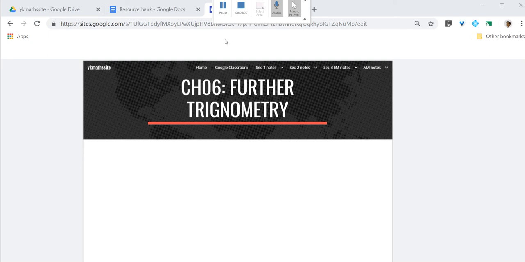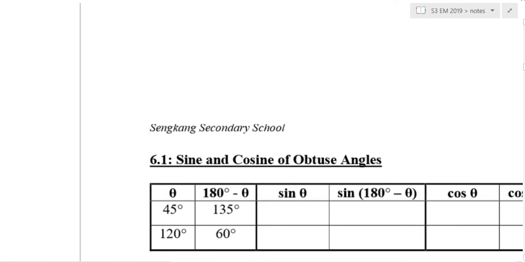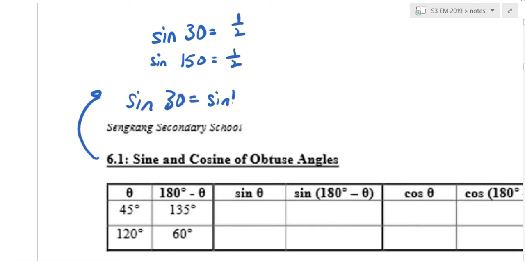And many times this is the one students will get confused. So can I start with a story? Can everyone take a calculator? On top of this, I want you to write sine 30 equals to, press the calculator, half. Sine 150, half. That means, do you agree that sine 30 equals to sine 150?